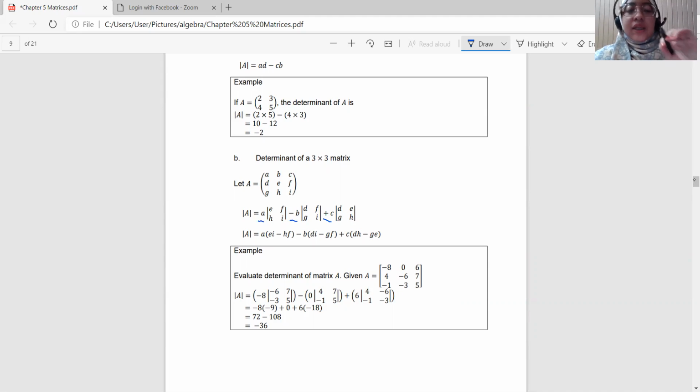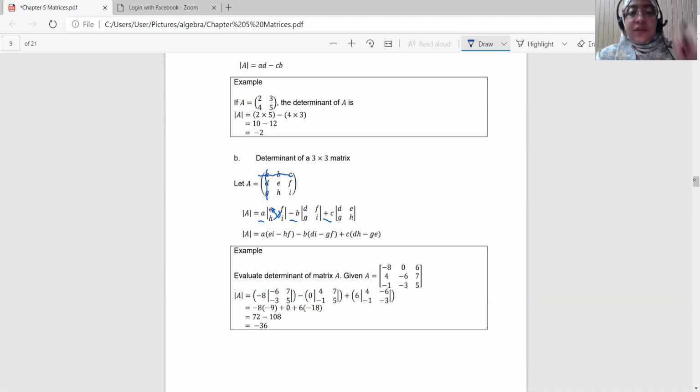Okay, and then when we want to find the AD minus BC for A, you have to delete the first row and the first column. So it leaves E, F, H, I. That is our new AD and BC. Alright, so you have to cross multiply. So E times I, H times F. So EI minus HF. So A times (EI minus HF).